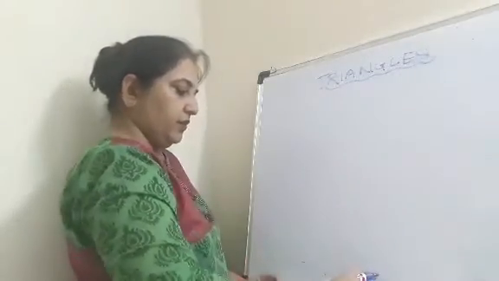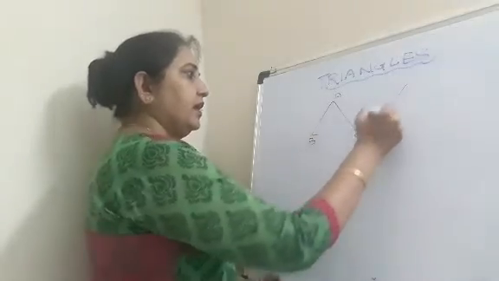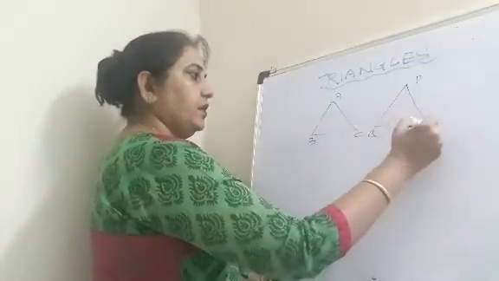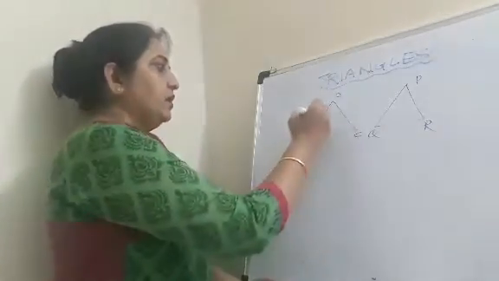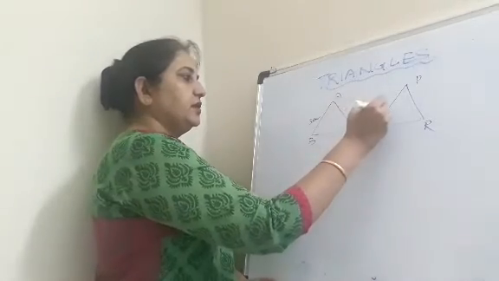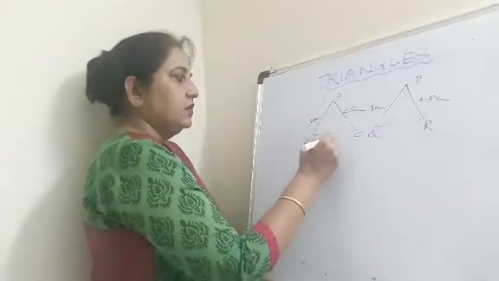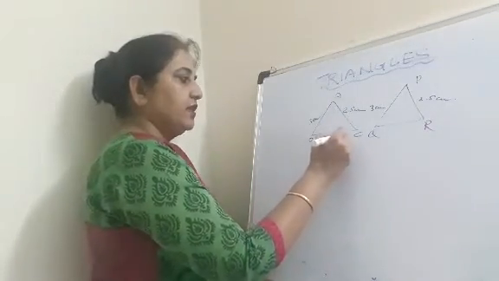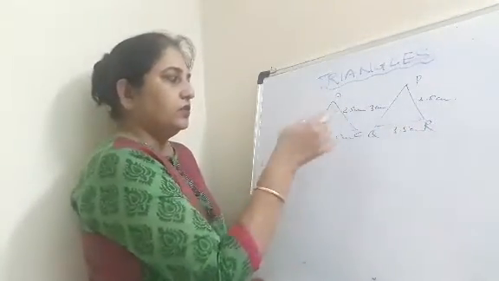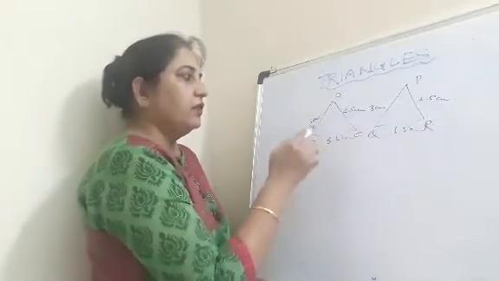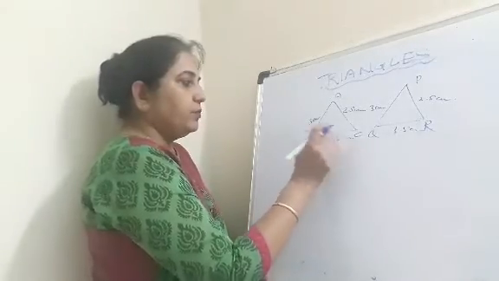In the first one, we have two triangles, ABC and triangle PQR. They are given to you, and suppose this is 3 centimeter and 3 centimeter, 2.5 centimeter, 2.5 centimeter, and this is 3.5 centimeter and 3.5 centimeter. As you know, the order of the two triangles means the sides given here are exactly in the same order. So we have to prove that they are congruent.